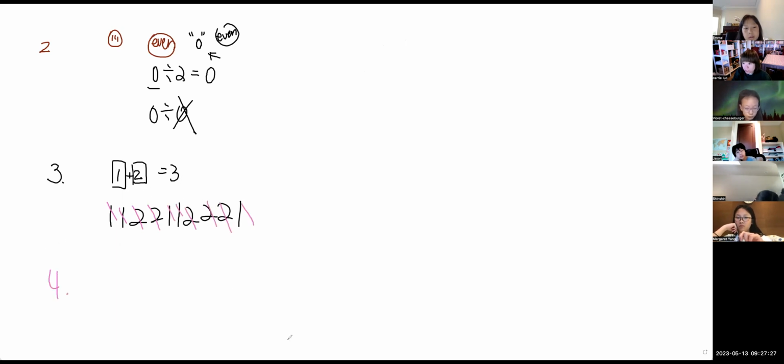Okay, so 4. What kind of number can be divisible by 4? Even numbers. Okay, so the answer was even numbers. So let's see. Is 22 an even number? Yes. But is 22 divisible by 4? No. So obviously, divisible by 4 is not just an even number, or else it's going to be the same as divisible by 2.